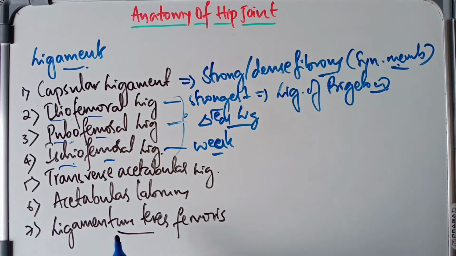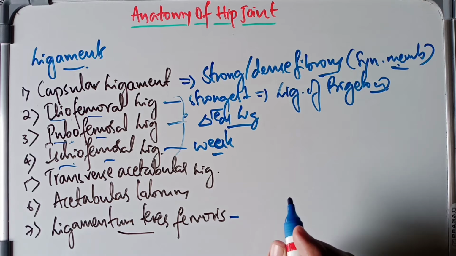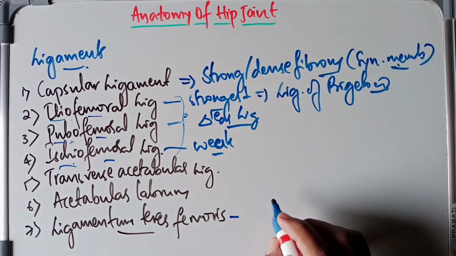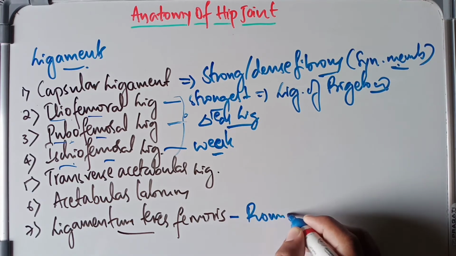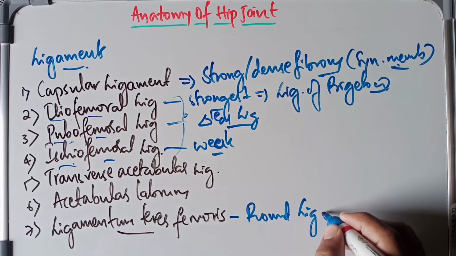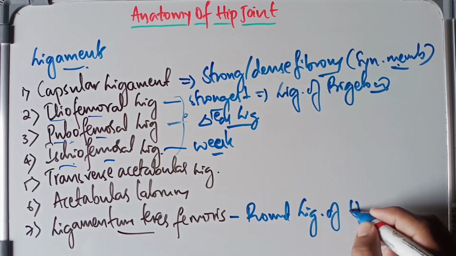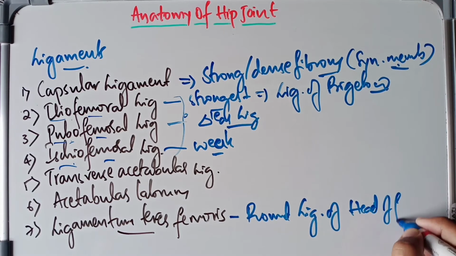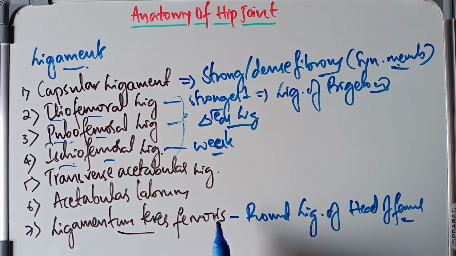Moving on to the ligamentum teres femoris, it is also called the round ligament of the head of the femur. It attaches from the head of the femur all the way up to the acetabular notch, and it also transmits some of the arteries to the head of the femur as well.